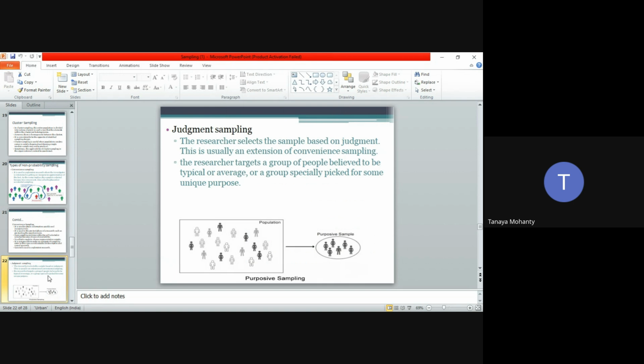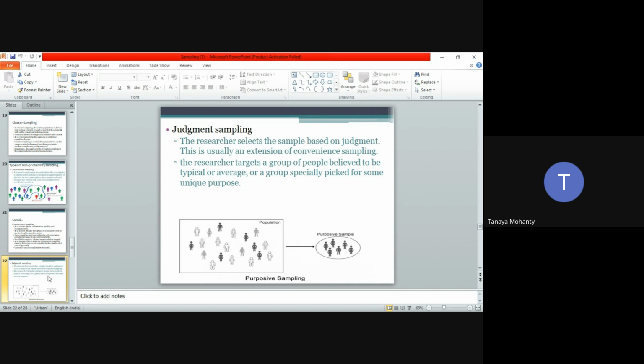Judgment sampling: the researcher selects the sample based on judgment. This is usually an extension of convenience sampling. The researcher targets a group of people believed to be typical or average, or a group specifically picked for some unique purpose. So it is also called purposive sampling, where you use your judgment.